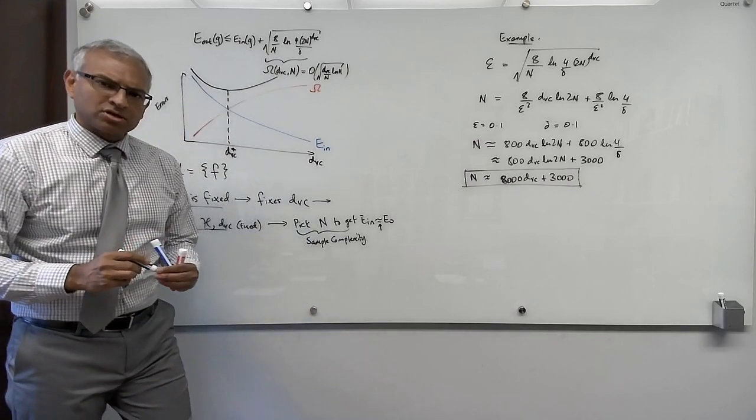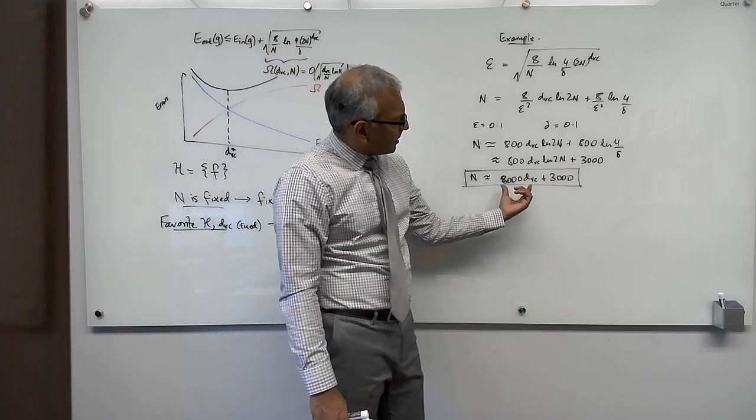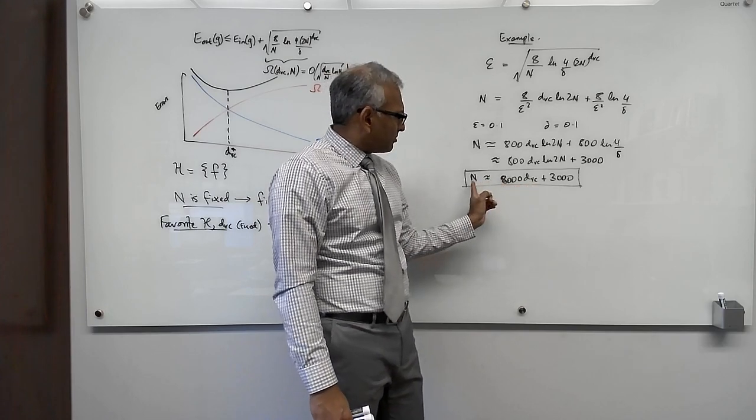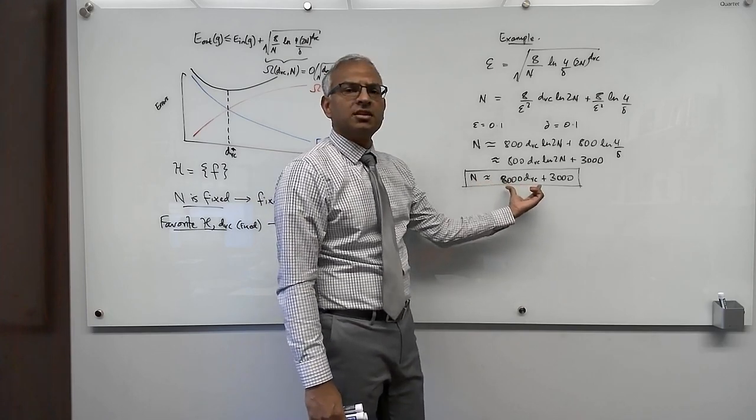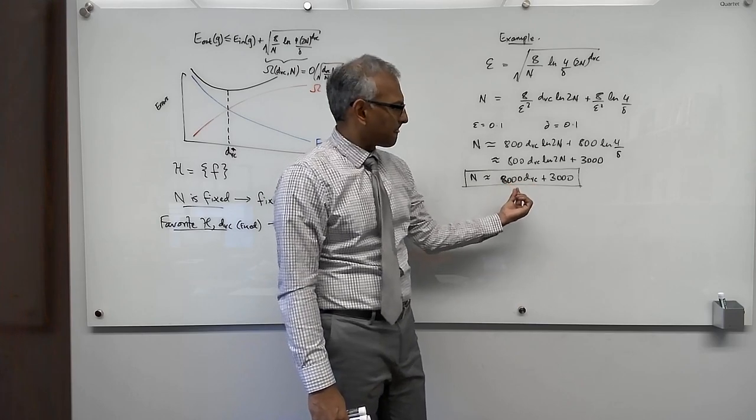Okay, approximately. And indeed, what is this saying? This is saying that the number of data points you need is proportional to the VC dimension, and the proportionality constant is approximately 8,000.